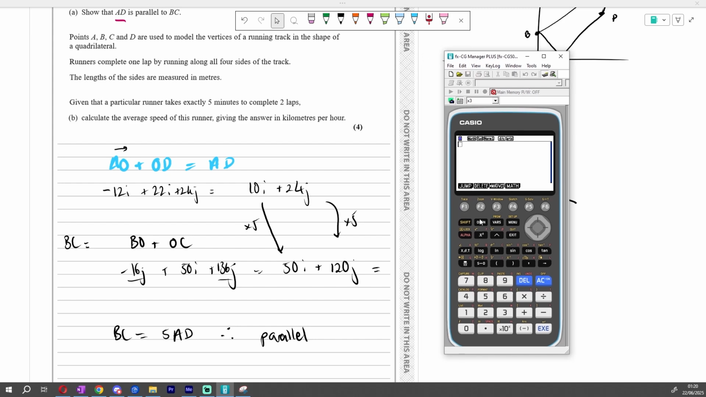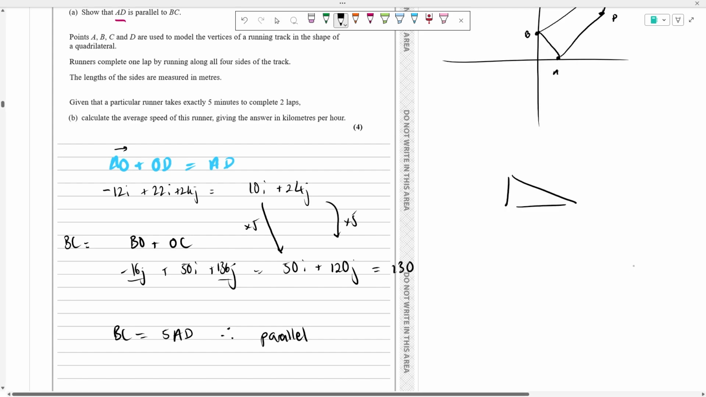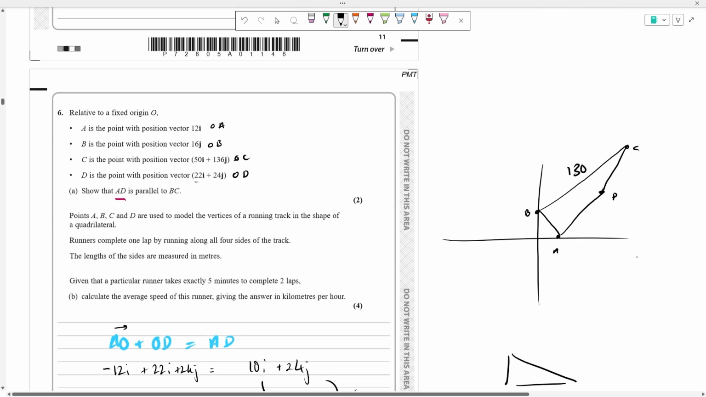But we can just work out what the length of BC is using some Pythagoras. So that is going to give you 50 squared plus 120 squared, and that should give you 130 actually. But yep, so it gives you 130. So that means that this length is going to be 130.